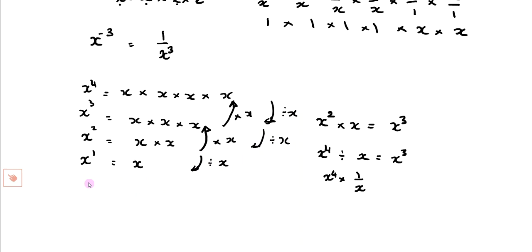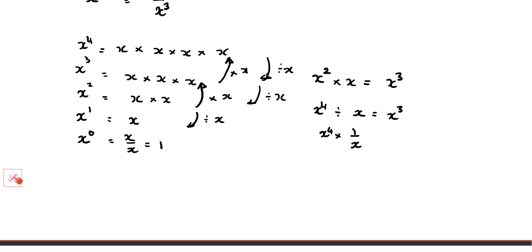So what's the next one down? X to the power of 1, x to the power of 0. x divided by x is 1, not x. That's why any number to the power of 0 is equal to 1. There's my explanation for that.